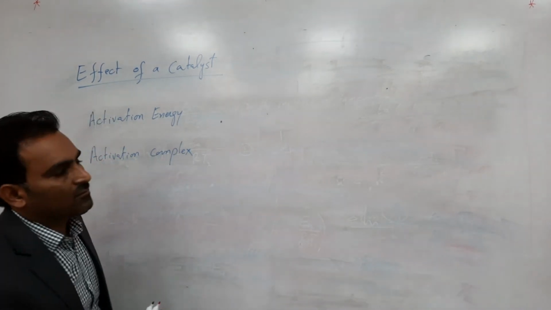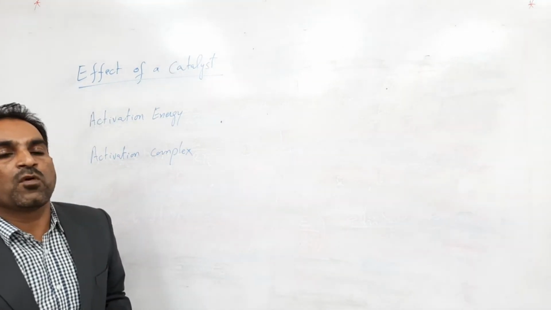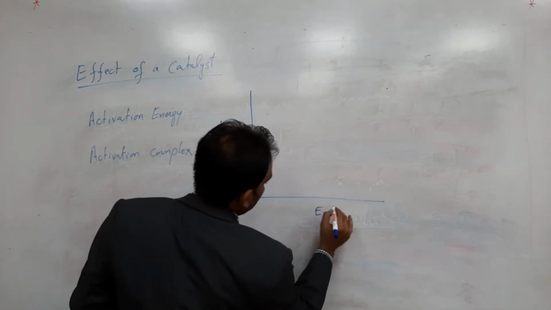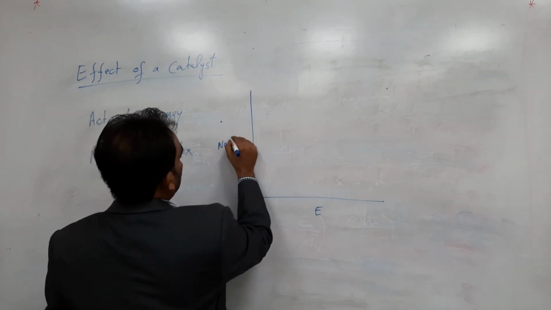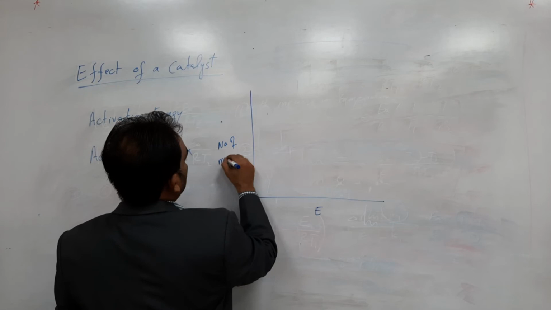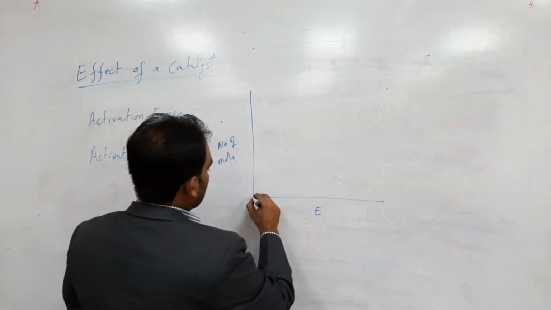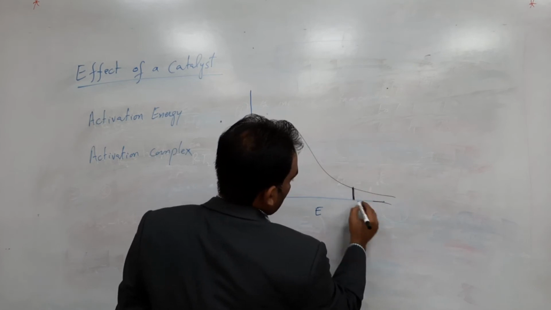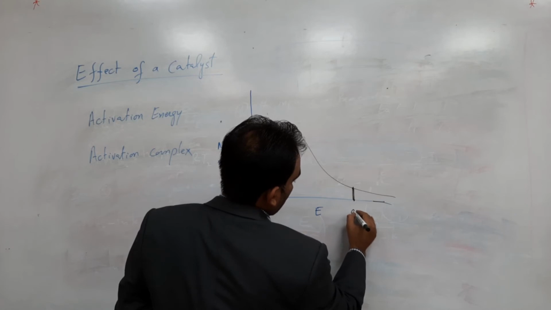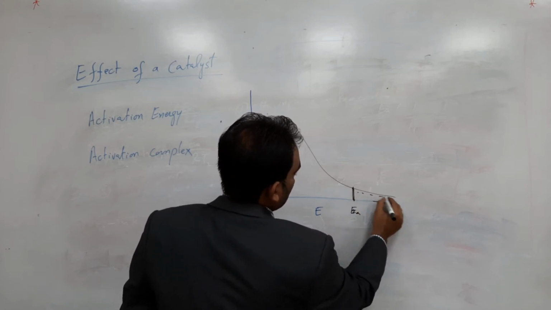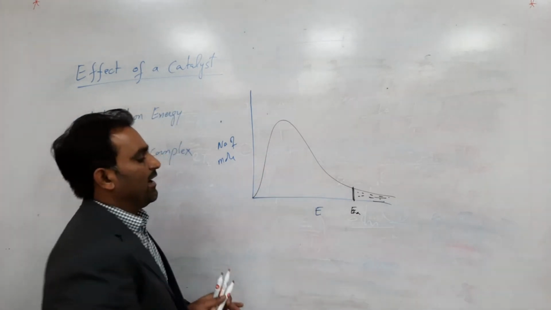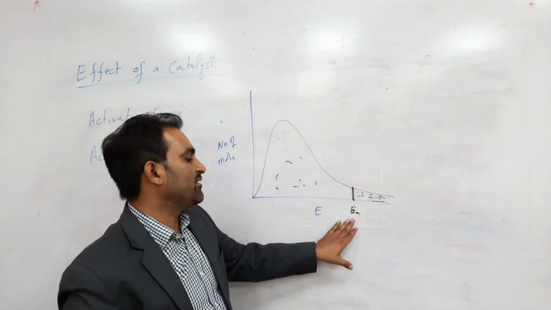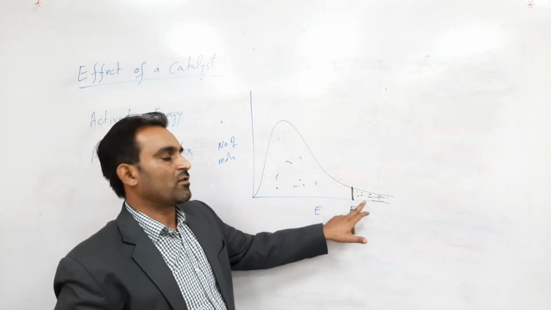This concept can also be explained using the Boltzmann-Maxwell distribution. According to that, this is your energy. Here you have the number of species or reacting molecules like this. If you have this sort of fraction of molecules, this is your activation energy, EA. Among all the different molecules, this fraction of molecules has the energy to cross this barrier and come up with the product.